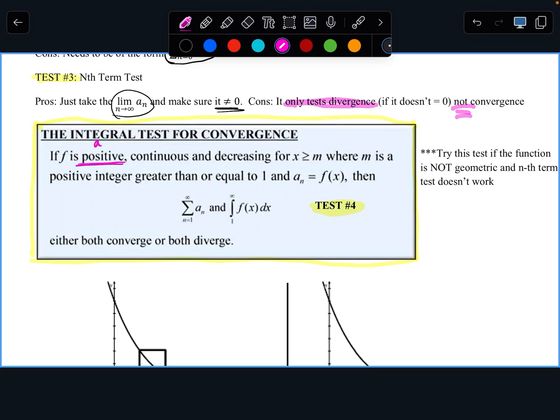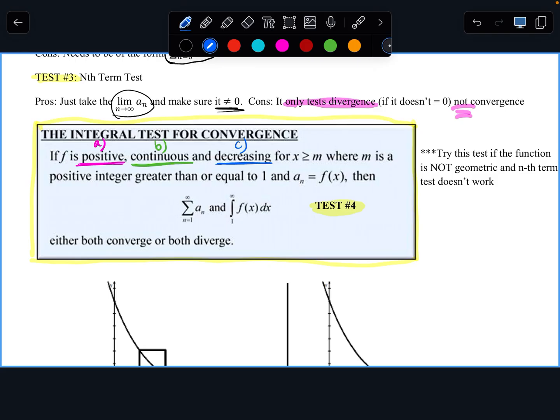So I'll name it a sub n. So you have to check it's positive. You have to check that it's continuous. Okay, so you can't have asymptotes and removables and all that junk. And then this is the worst one, decreasing. So you have to check it's decreasing the whole time, okay?